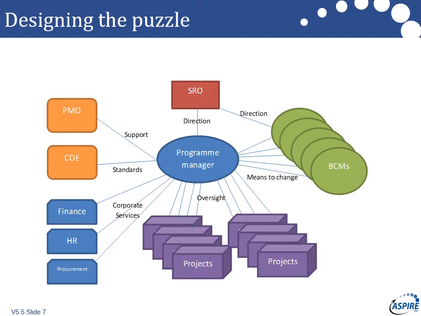Every one of those blue lines needs to be defined. The program manager will have oversight of the projects, obviously, as they have line responsibility in that area, and a strong relationship with the BCMs. The SRO, of course, will have a direct relationship with the BCM as well, but everything else goes through the program managers within a program environment. So it's really important that each one of those blue lines is defined effectively.